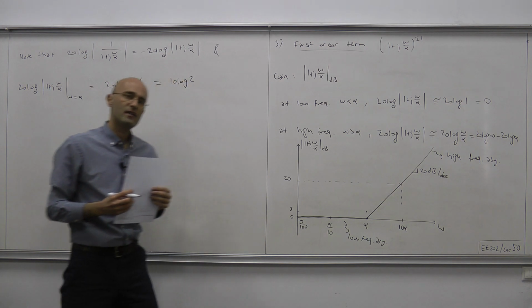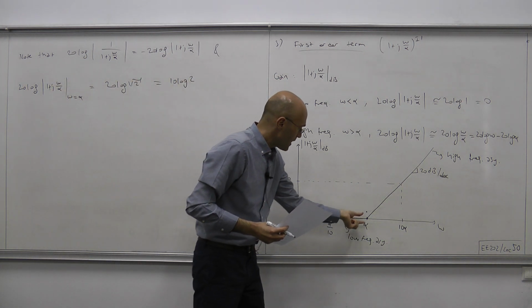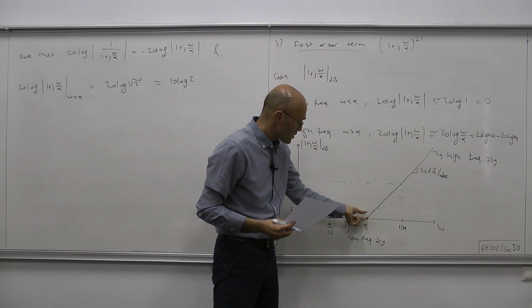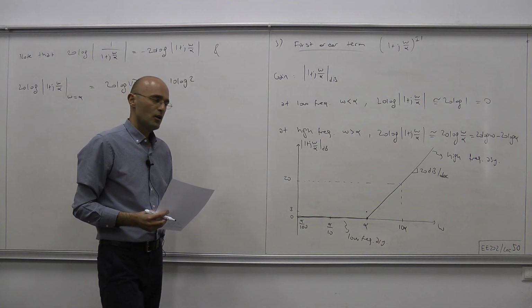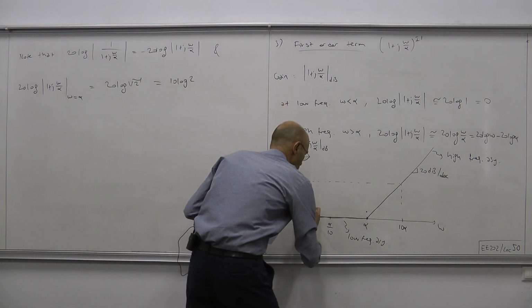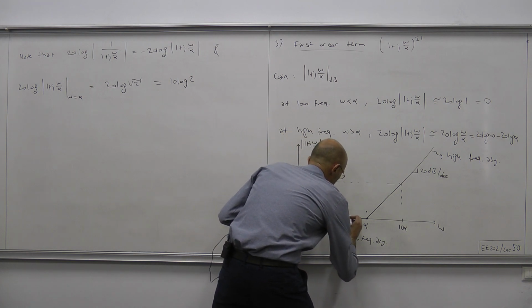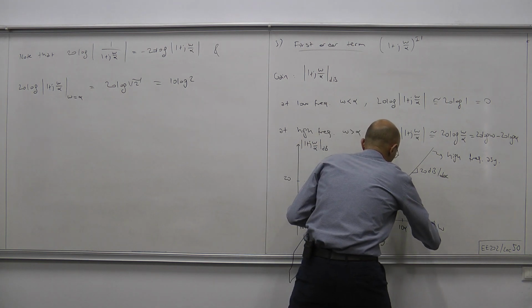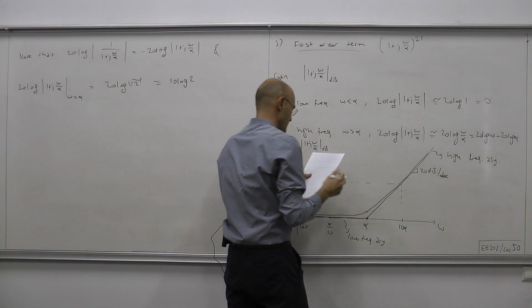That's the point where the actual curve would be at omega equals alpha. And at all the other frequencies, the distance between the actual curve and the asymptotes will be less than 3 dB. So the actual curve would look more or less like this, and so on. So this is the actual curve.